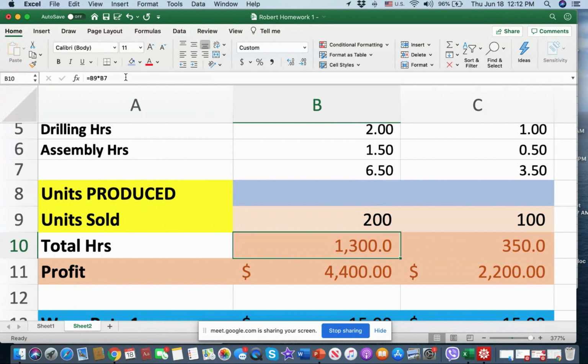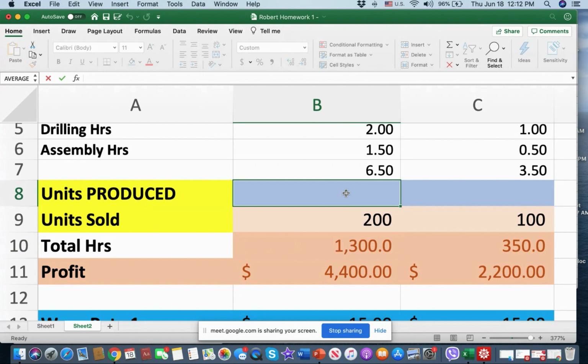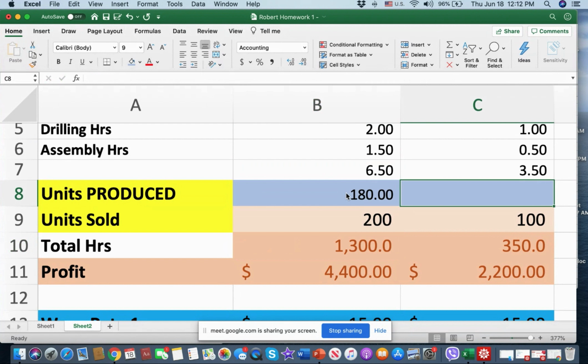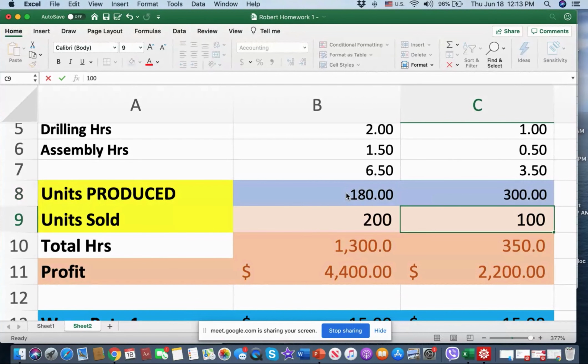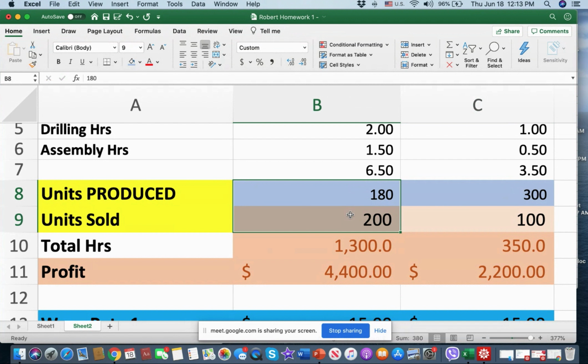Yes. Therefore, I do have a problem with this formula. Because this formula says how many units I sell and how many hours I need. But if I can produce 180 units here, and if I can produce 300 units here, and these are units produced, I have a disparity. Here, I sold more than what I produced. Does this happen?